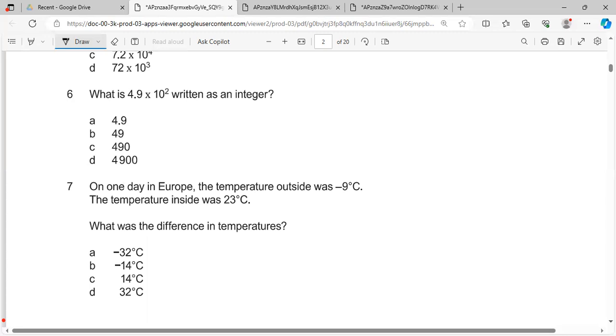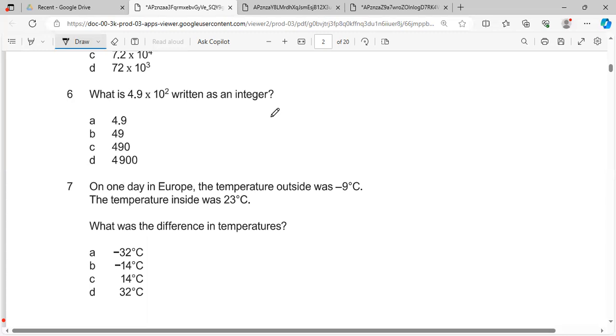Sir, D. Everyone is saying D. What you got, Lakoy? D, sir. D I got also. Sir, I got C. So you got C. Can you explain how you get C?